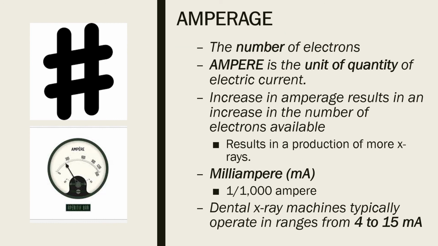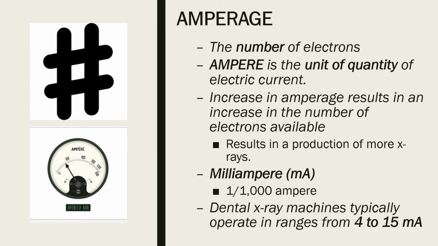When we're talking about electricity, we need to be familiar with specific terms, and the first is the amperage. Amperage is the unit of quantity of electric current, so the number of electrons. An increase in milliamperage results in an increase in the number of electrons that are available to travel within the tube head. This now results in a production of more X-rays.